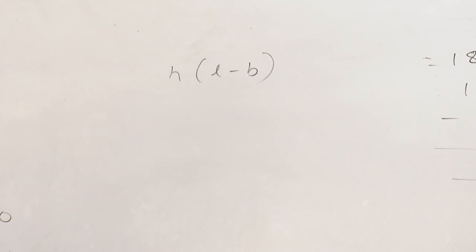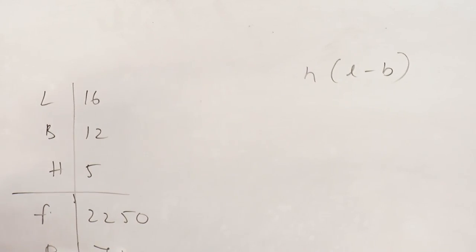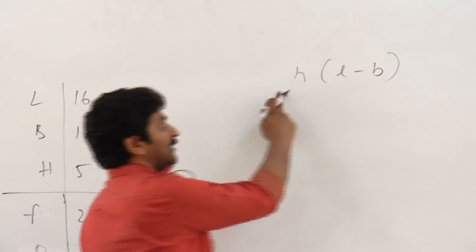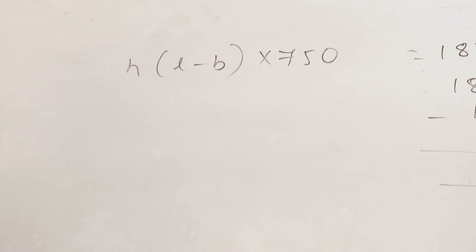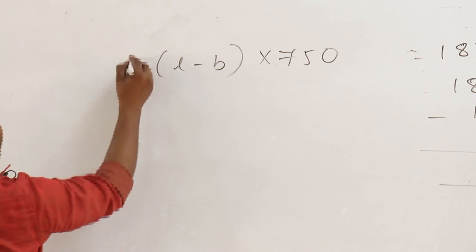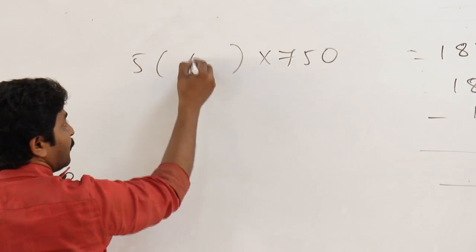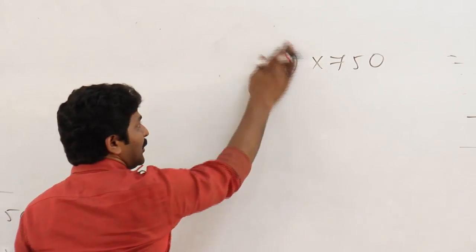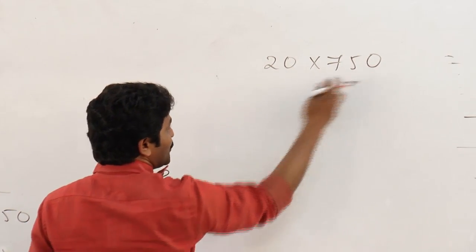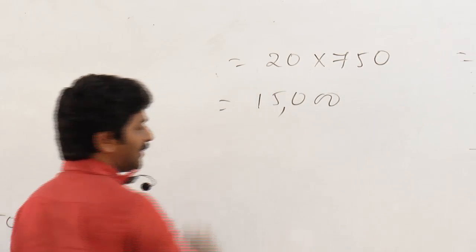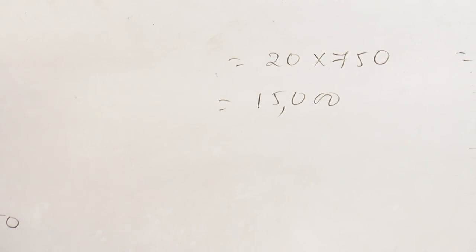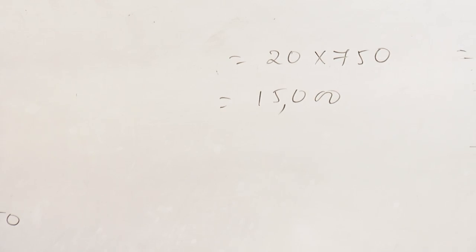Yes or no? As you are asked about painting difference, painting cost is 750 into 750. Height is 5. Difference of length and breadth is 4. 5 fours, 20 times 2 zeros, 75 2 times 150, 15,000 answer. Over?